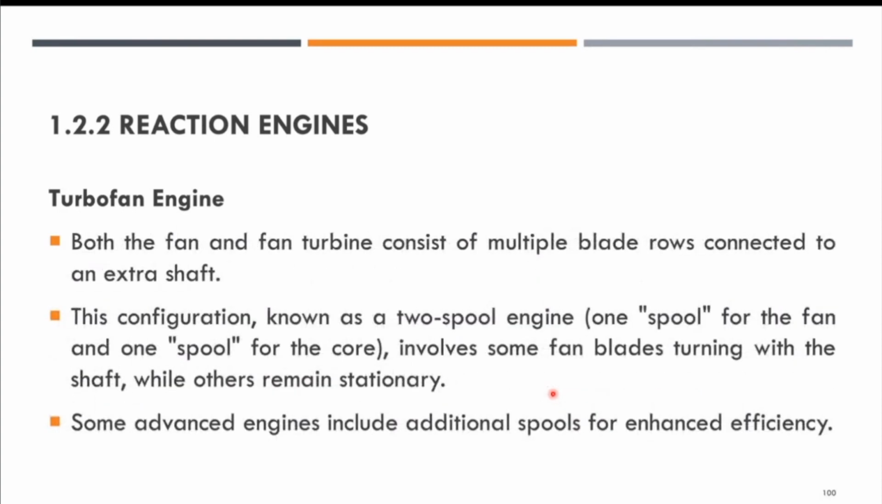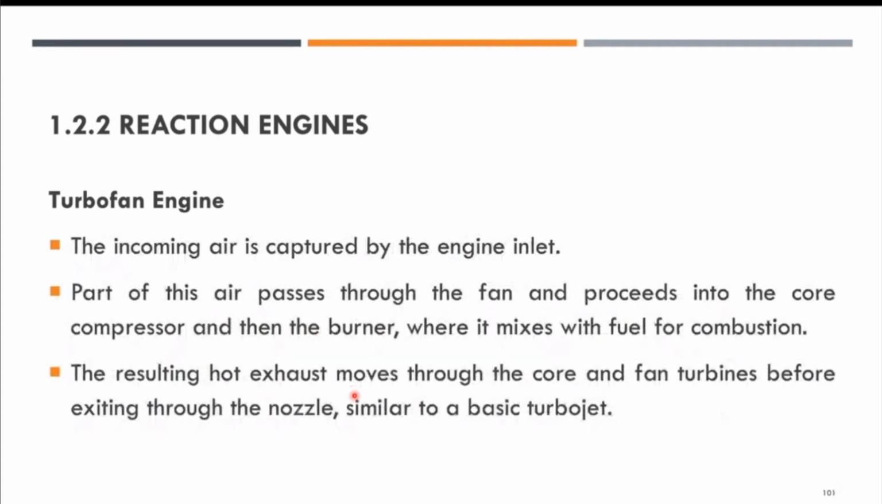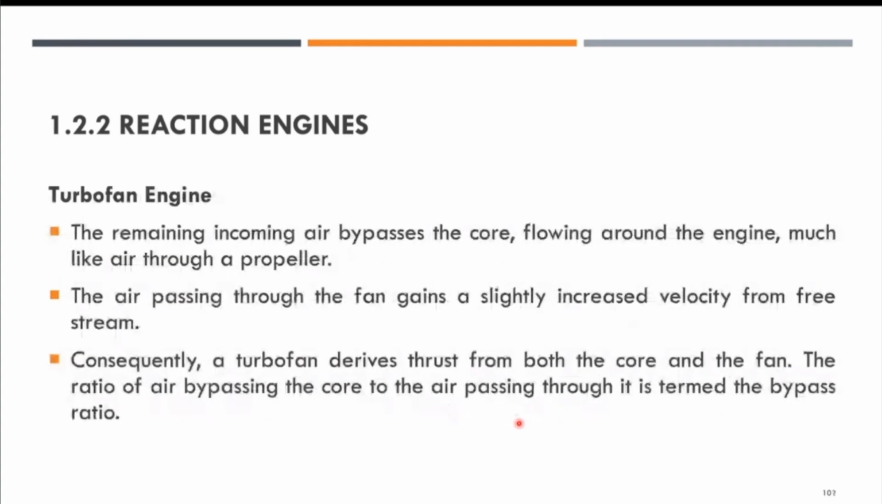Both the fan and fan turbine consist of multiple blade rows connected to an extra shaft, normally known as a two-spool engine. One spool for the fan and one spool for the core, which involves some fan blades turning the shaft while others remain stationary. Incoming air is captured by the engine inlet, and part of the air will pass through the fan and proceed to the core compressor, then burn in the combustion chamber. The resulting hot exhaust moves through the core and the fan turbine before exiting the nozzle, similar to a basic turbojet.